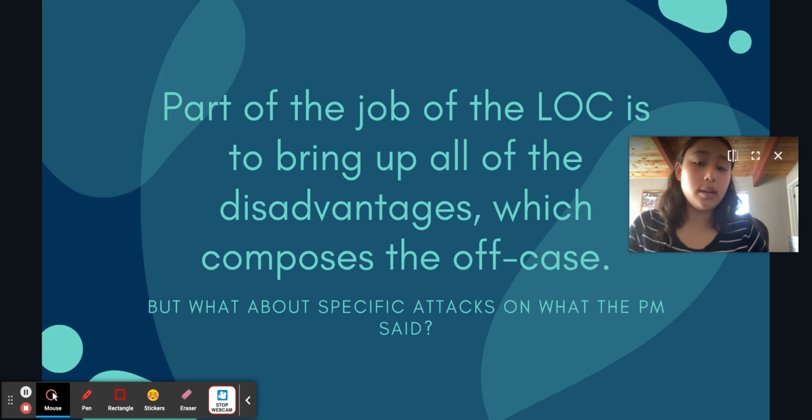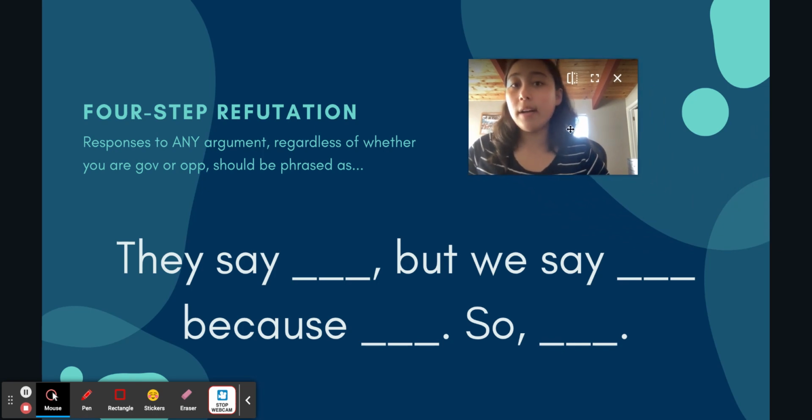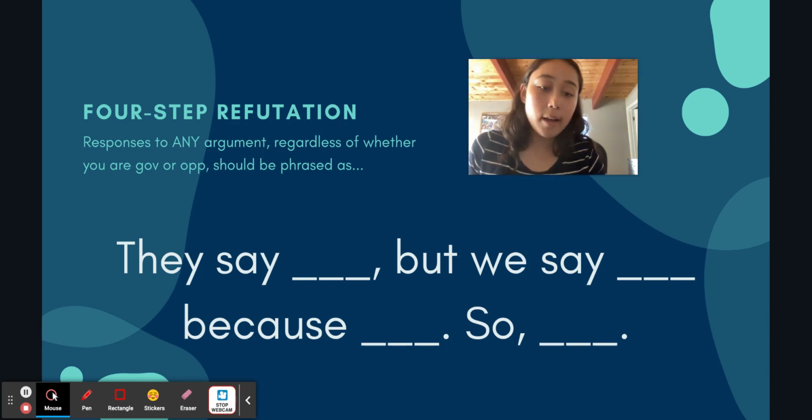There are a couple of ways that you can do that with some specific arguments that occur on the opposition case. Firstly, on either the gov or op, it doesn't matter which side you're on, you're going to be using this 4-step refutation format. It goes like this: they say blank, but we say blank because blank. So, they say, and then say the thing that they said, but we say that that's not true because, and then explain why. Since it's untrue, I urge you to disregard this argument. I urge you to take it out, to turn it.